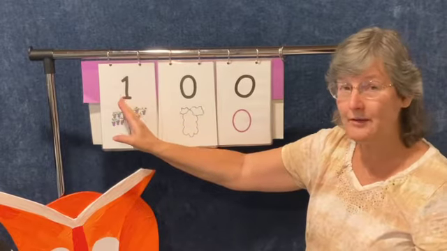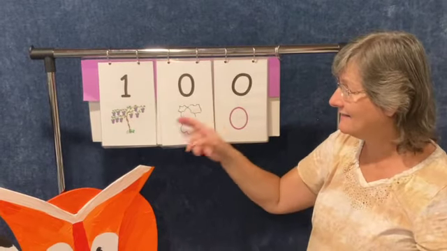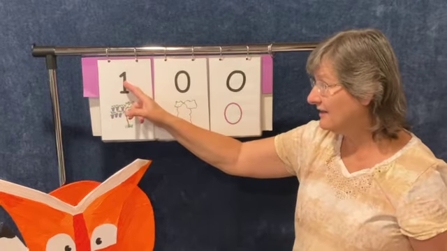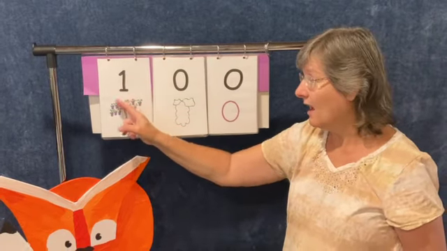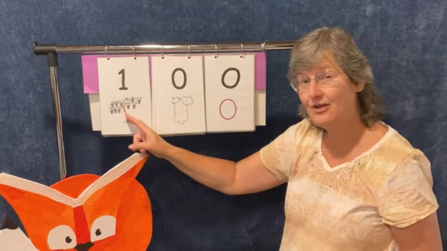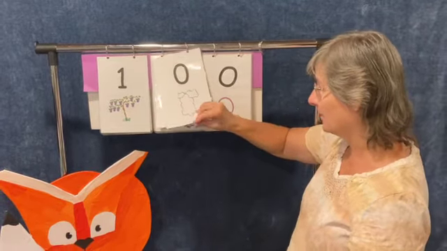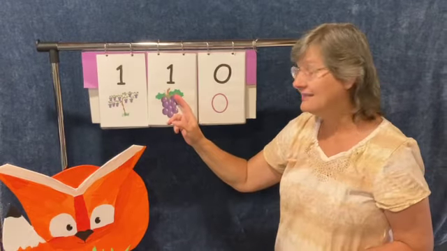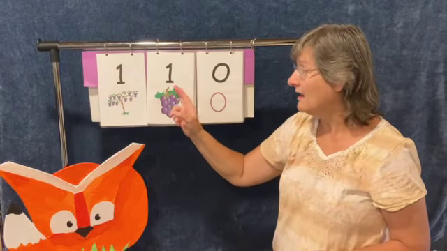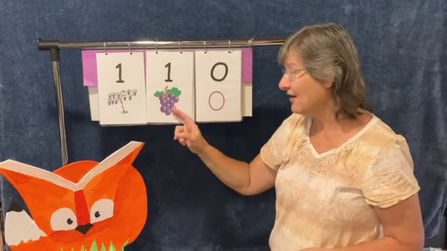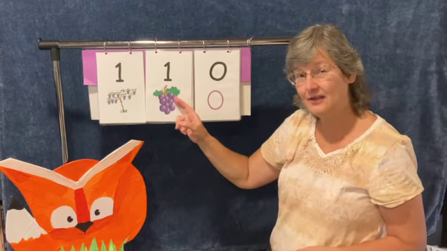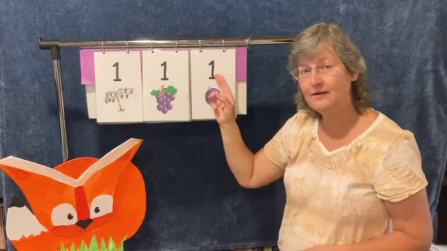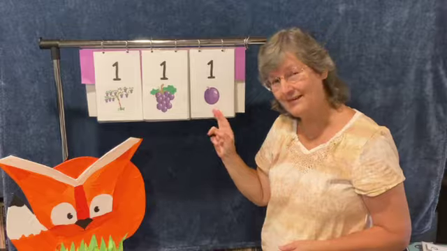So as the one moves from place to place, the value of that one changes. Here it's standing for 100 because that's how many grapes are on a vine. Here it's standing for 1 cluster, and there are 10 grapes in a cluster. And here the 1 means just 1.